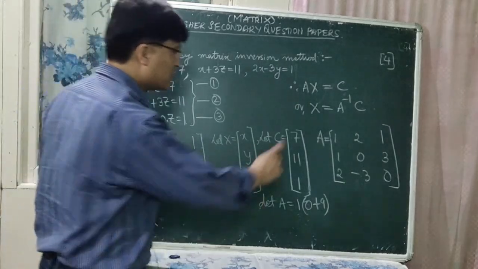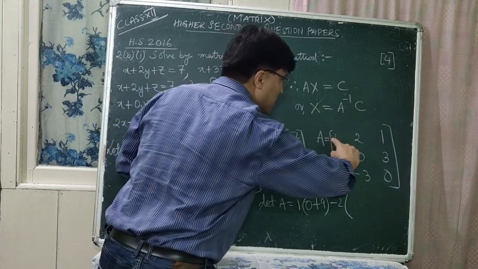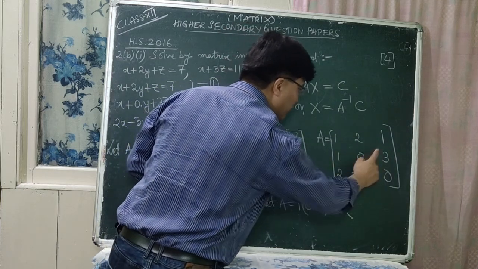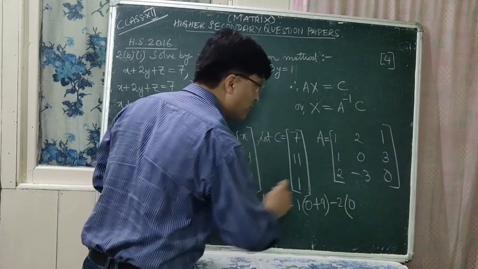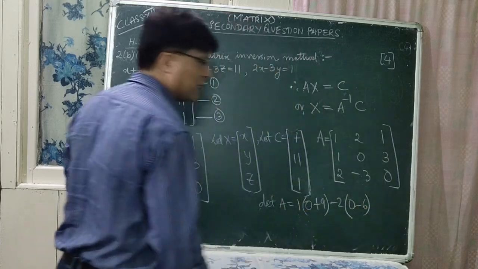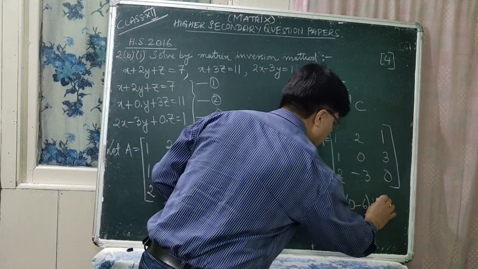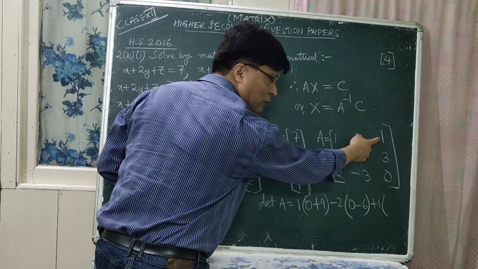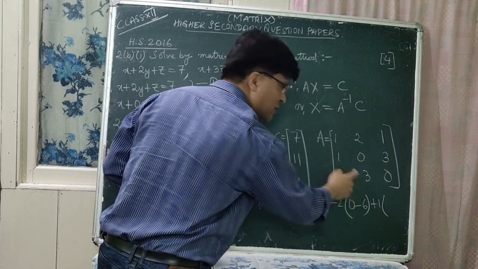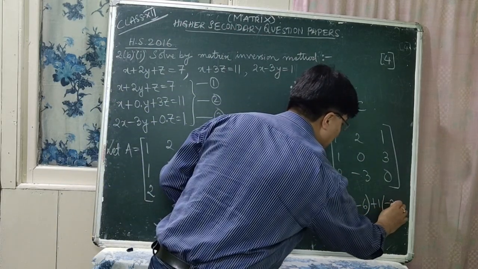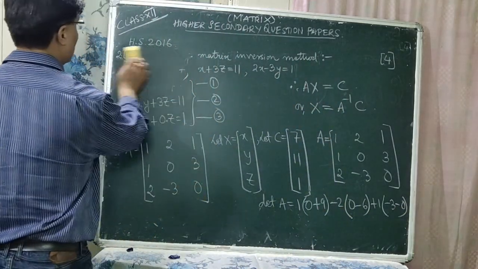Is that clear? Next is minus 2. Now within bracket, delete the row and the column through the element 2. That means first row and second column are deleted. What remains? 1, 3, 2, 0. That means cross multiply 1 by 0. 1 into 0 is 0. Then minus 6. Then comes plus 1. Plus 1 within bracket, delete the row and the column through the element 1. That means first row and third column are deleted. What remains? 1, 0, 2, minus 3. So 1 into minus 3 is minus 3 minus 0. Is that clear to all of you? So next.